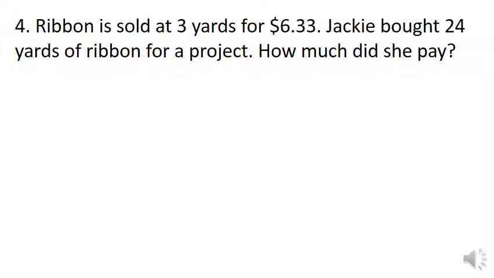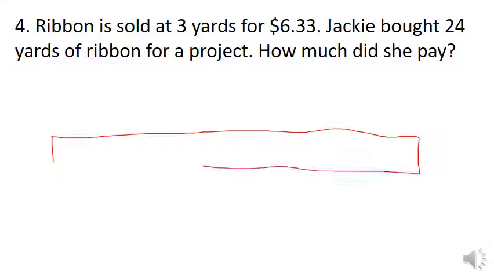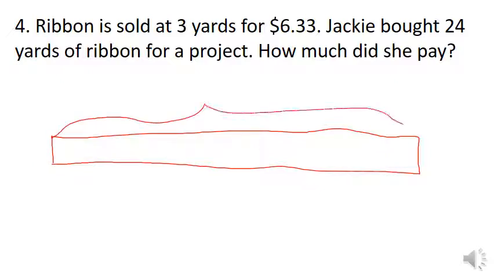Okay, question number 4. A ribbon is sold at 3 yards for $6.33. Jackie bought 24 yards of ribbon for her project. How much did she pay? Okay, well, I like doing tape diagrams so I can keep track of what I'm doing. And I know this total here, that's 24 yards.